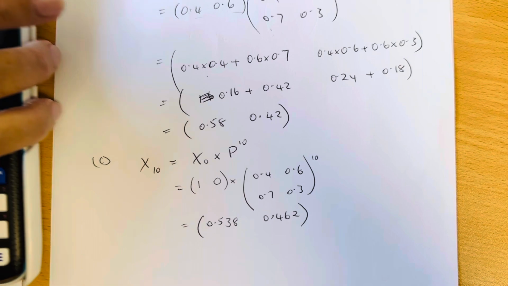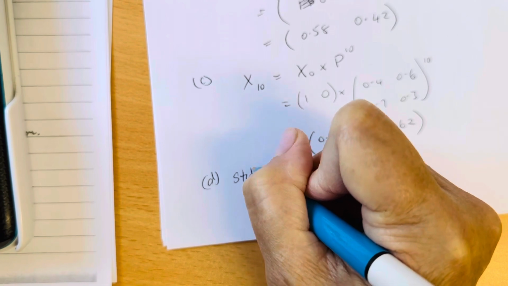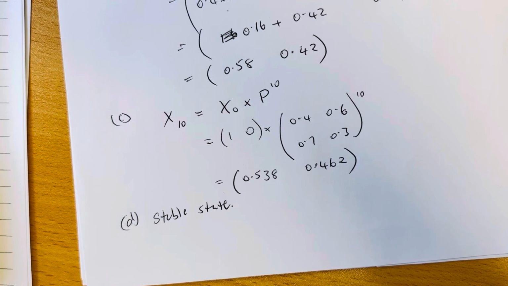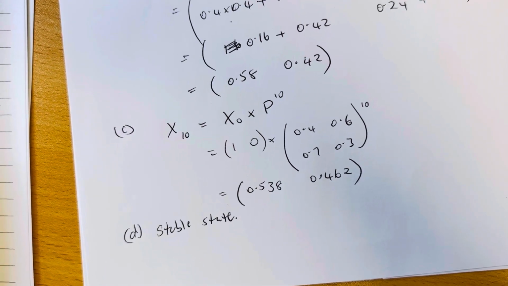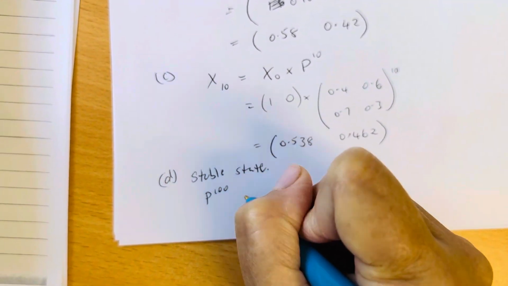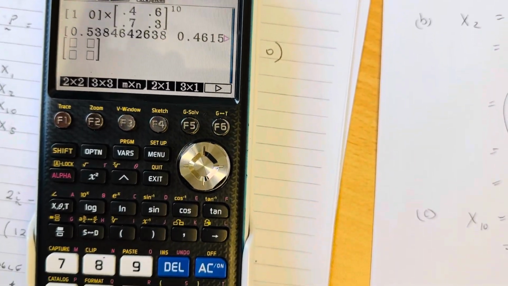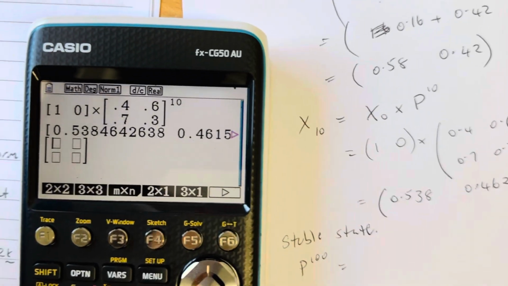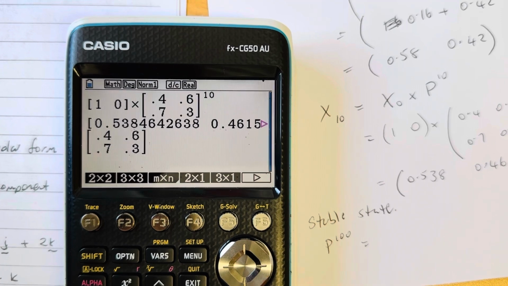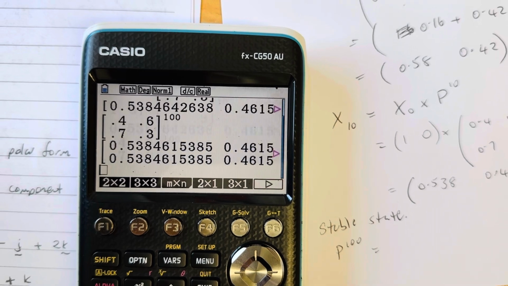Now, the last question, part D, asks us about the stable state vector. And what do we want as a stable state? So let's put P to the power of 100. I'm going to go back over here and put in [0.4, 0.6; 0.7, 0.3], to the power of 100.